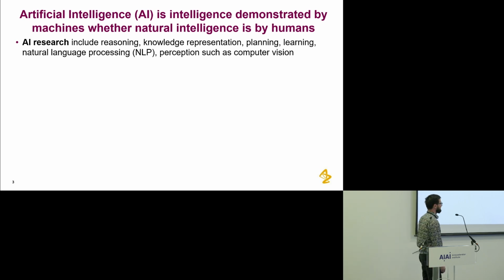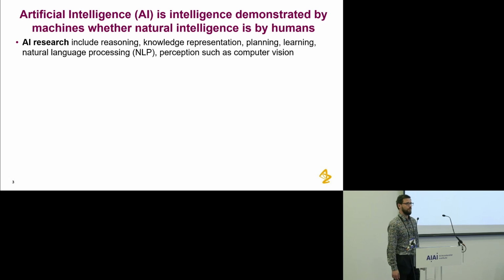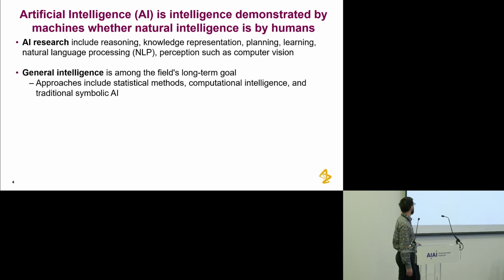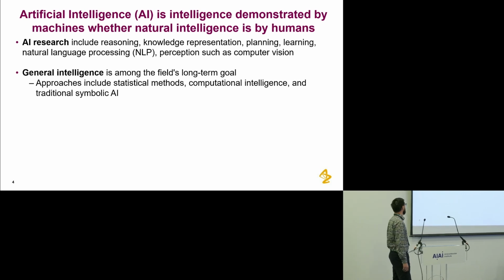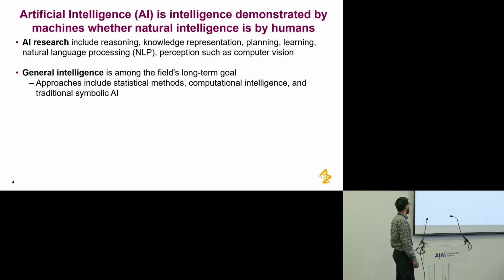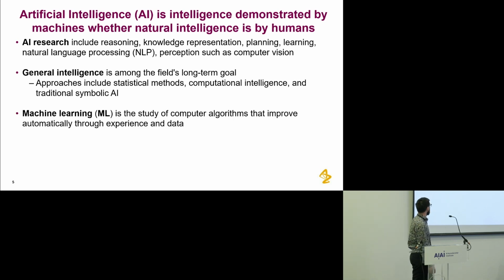AI is artificial intelligence, and it's intelligence demonstrated by machines, whereas natural intelligence is demonstrated by humans. AI scientists work on AI research, and computer vision is one of the parts of AI research. And I think many of us are trying to get a step closer to general intelligence. It's our long-term goal.